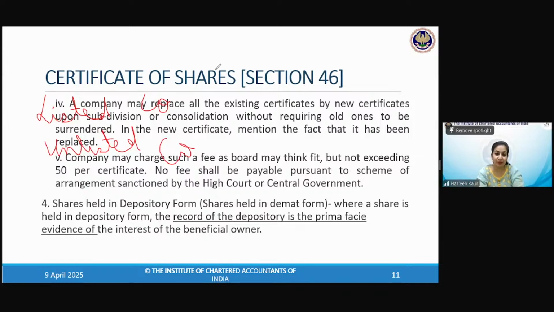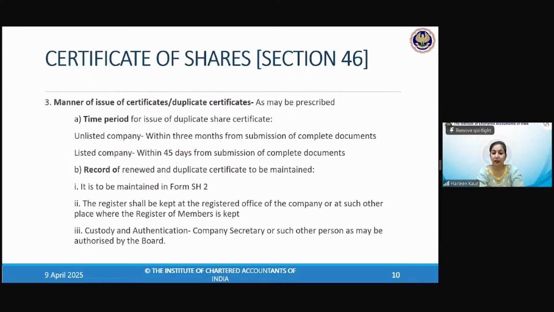Excellent. 3 months and 45 days is the correct answer. So for the listed companies, they have given you the time period of 45 days. And for the unlisted companies, it can be issued within 3 months time period. So children, if you have revised properly, then you will definitely remember these kind of things because examiner might not ask you whole of the question, write a note on share certificate. Now we are big students, we are professionals. So if we have read the particular section thoroughly, then any question from that particular section can come. All right? Okay.